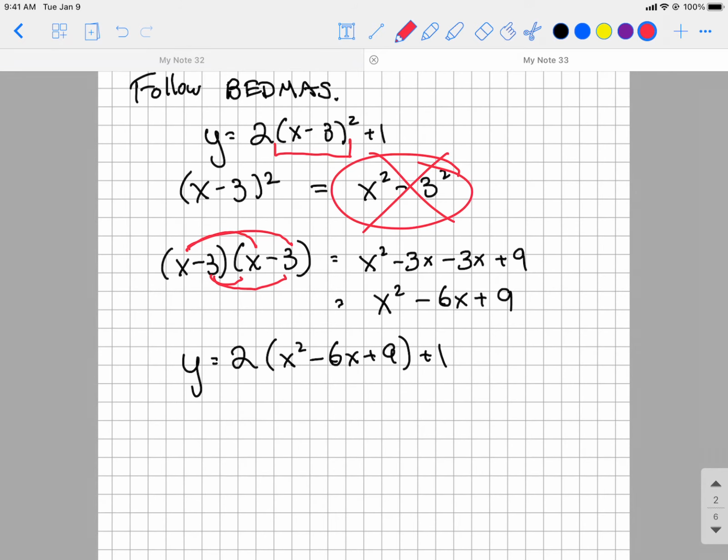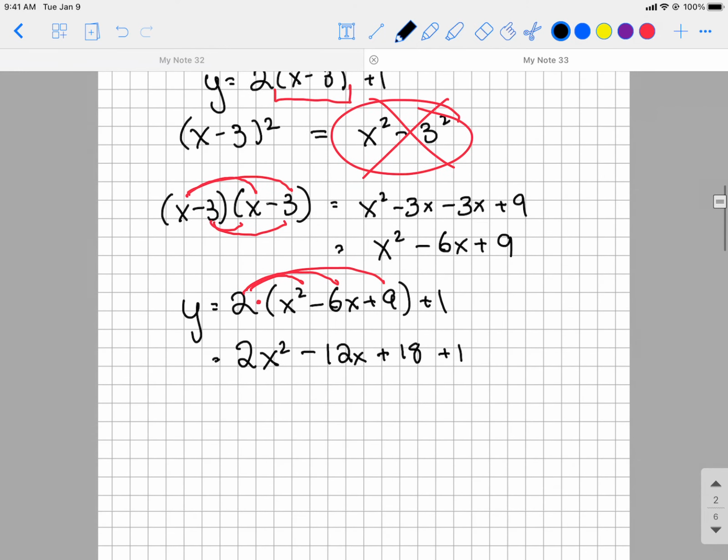So following BEDMAS, our brackets we still can't do anything with. The exponent is gone. No division, but we do have a multiplication. So remember out front here, that's 2 times everything in the brackets. And once again, we need to distribute. So we're going to do 2 times everything in those brackets. So we get 2 times x squared, which is 2x squared, 2 times negative 6x, which is negative 12x, and 2 times 9, which is 18. And then we still have that plus 1 at the end.